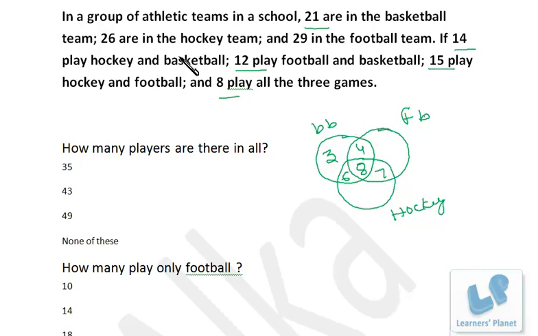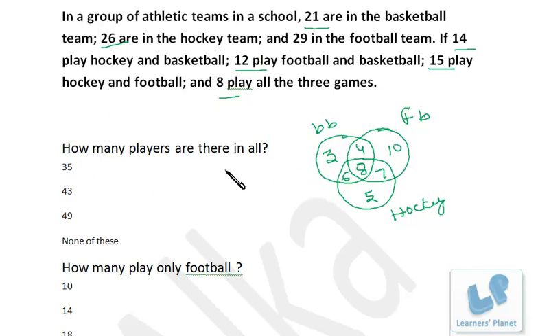After that 26 are there in hockey. Now 8 and 6, 14, 14 plus 7, 21. So 5 must be here. So this is also done. 29 in the football team, 8 and 7, 15 plus 4, 19. That means 10 must be here, right? Now the entire Venn diagram is complete.